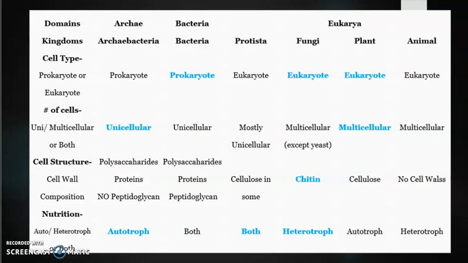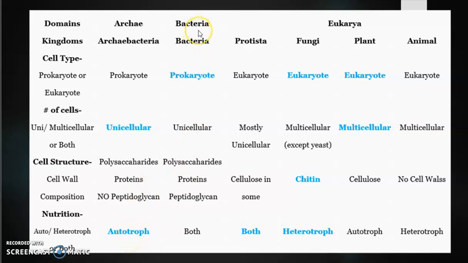This chart here is going to show you the characteristics about each group. Notice that the domain Archaea has only one kingdom underneath it, just the kingdom Archaebacteria. They are prokaryotic, they are unicellular. Within their cell structure, you're going to find polysaccharides, proteins. The cell wall does not have peptidoglycan. That's really only important for those of you that are in pre-AP. If you're in level, you don't need to know that little detail. And they are all autotrophs, meaning they create their own energy.